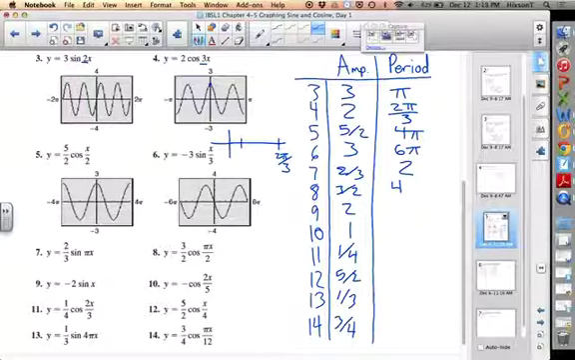So here is pi over 6. Here's 2 pi over 6, or pi over 3. And then here's 3 pi over 6, or pi over 2. And then cosine starts at the top. So since our amplitude on that one was 2, we're going to start up here at 2, then hit 0, then go down to -2, then back to 0, then up to +2. And that would be one period of the graph. Okay?